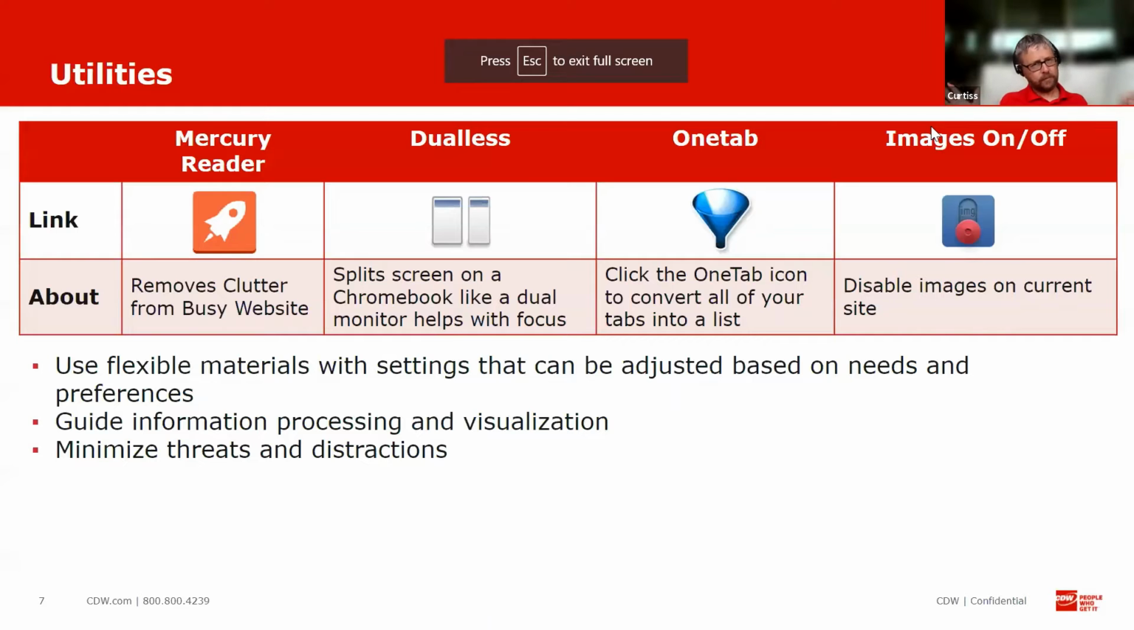utilities. Mercury Reader cleans things up, gets things off your screen, allows you to read more clearly. Duelist splits the screen in two. One Tab lets you create a list of hyperlinks that you can then share, and then images on and off lets you turn off images on a screen. All right, and those are good tools. Again, flexible materials, guide information, minimize threats and distractions, takes care of all of those.